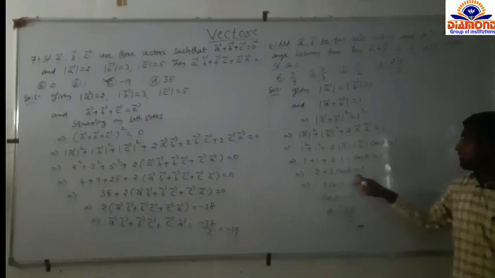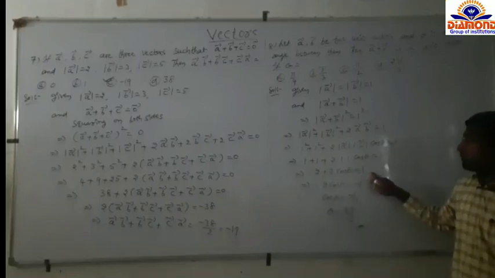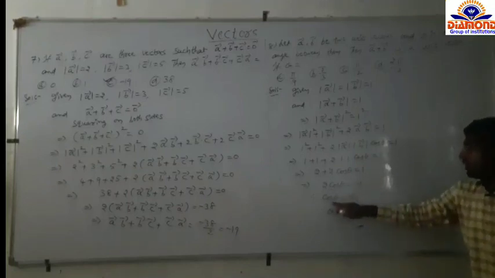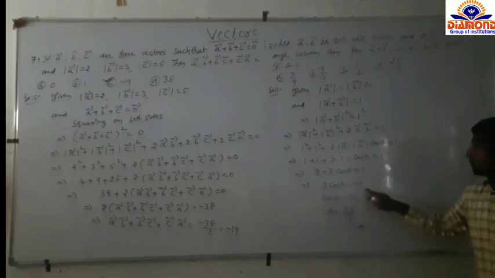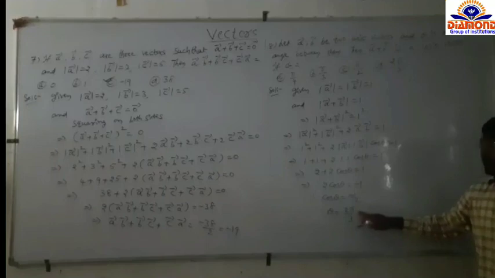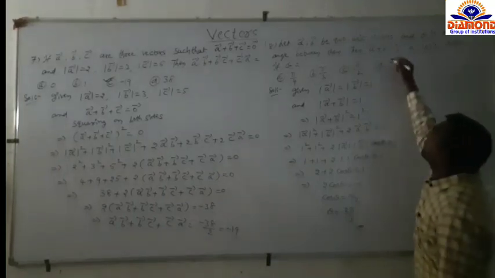So this 2 bring this side, what do you get? 1 minus 2, which is -1. So 2 cos theta = -1. Next, cos theta equals what? 2 bring this side, -1 by 2. So cos theta = -1/2. When you get theta = 120 degrees. So theta = 2π/3. So option D.